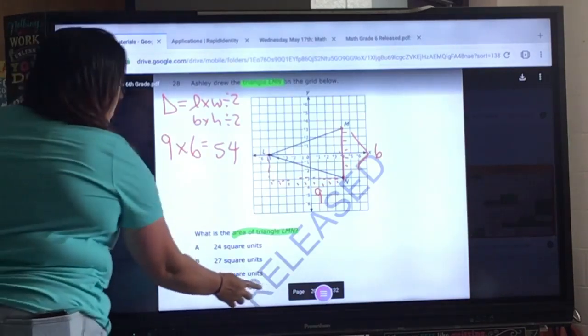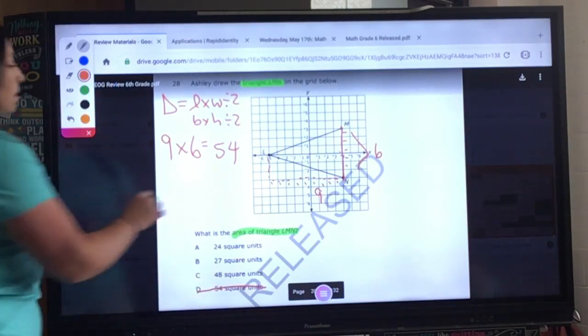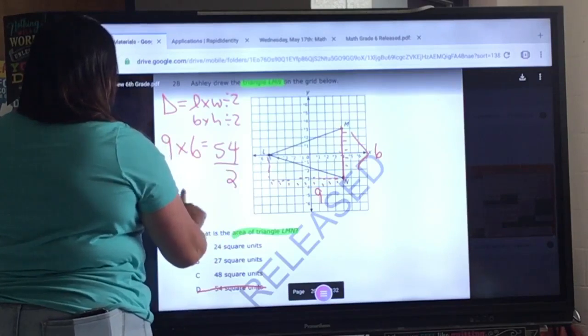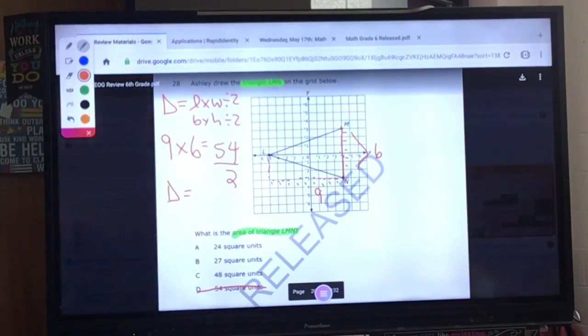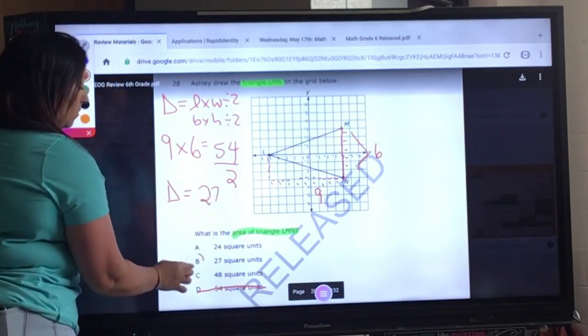Alright, so 54 is not our answer because why, Levi? What do we have to do? Divide it by 2. So when you divide 54 divided by 2, what do you get? Mikhail? 27. That is your answer.